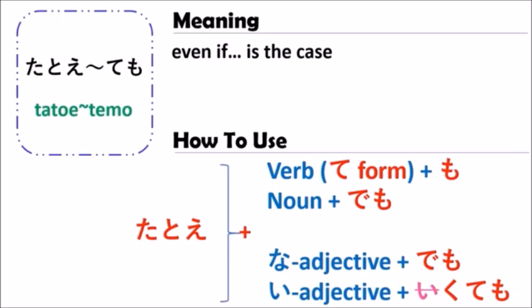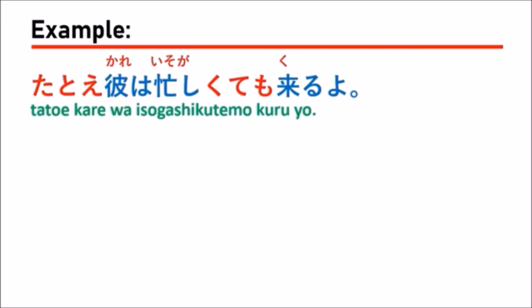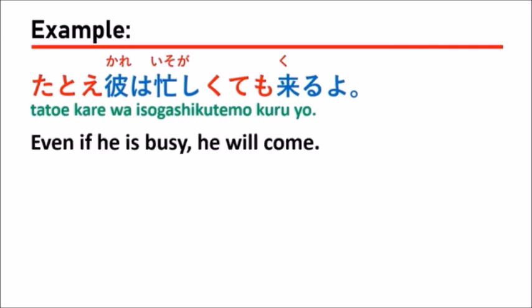So next, let's go see some examples together to understand more about how to use the grammar of tatoe nani temo. The first example: たとえ彼は忙しくても来るよ。Which means that even if he is busy, he will come.